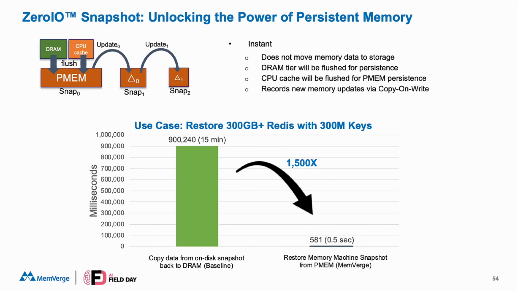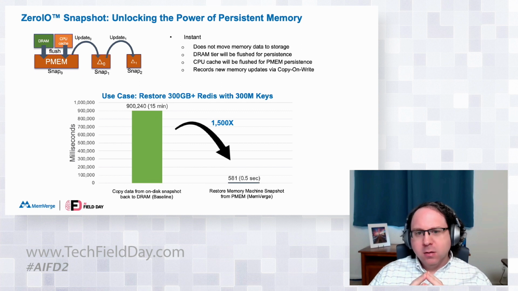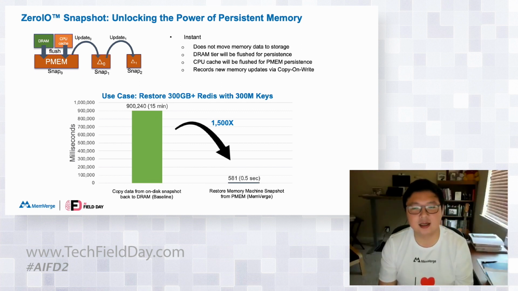Does the application have to be aware of the presence of PMEM in order to take advantage of this? Or is this transparent to the app, so it doesn't have to be built for PMEM? Right, the application does not need to be aware and does not need to be modified to use our snapshot. And actually, our software also works for DRAM-only situations. If you don't have PMEM, it's fine as well. It's just that we have to export the snapshot to storage so that you don't lose the snapshot when you reboot the server.